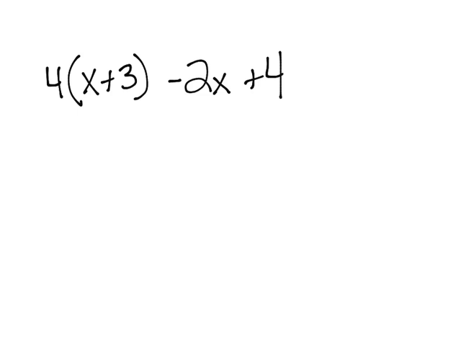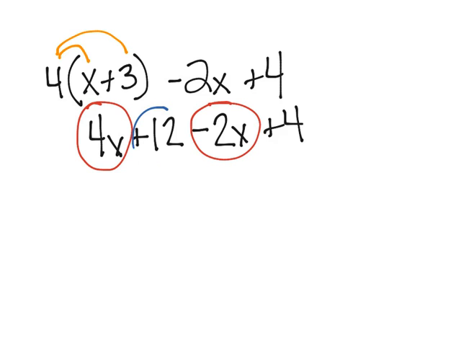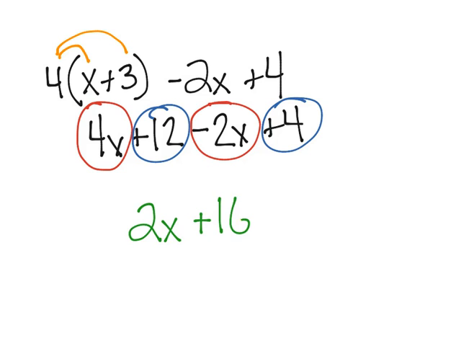This next problem adds a level of difficulty. We start out with 4 parentheses x plus 3 end parentheses minus 2x plus 4. The first thing we'll have to do is distribute this 4. As a result, we'll get 4x plus 12 minus 2x plus 4. Identifying our like terms matches 4x with negative 2x and positive 12 with positive 4. When we combine them together, 4x minus 2x gives us 2x, and 12 plus 4 gives us 16.